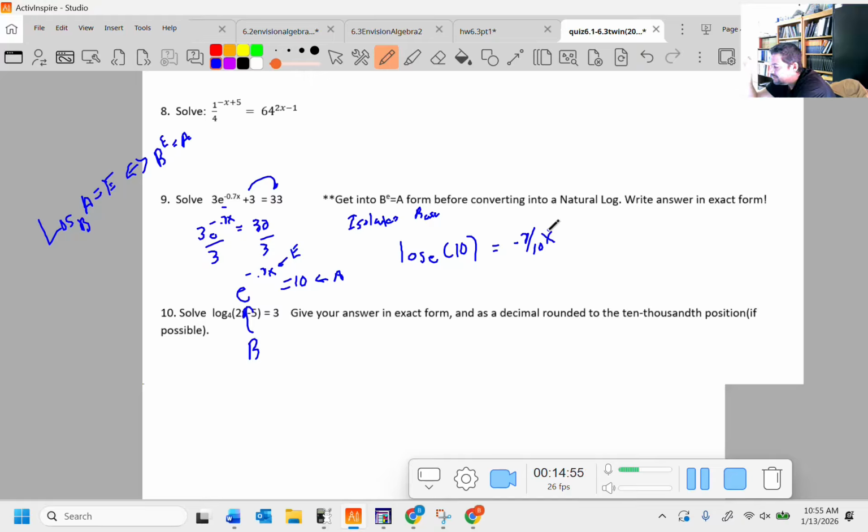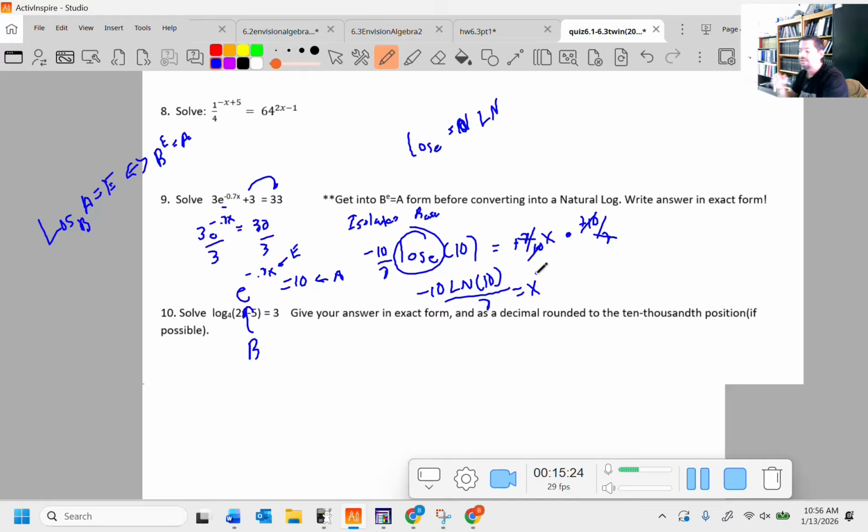Now, clear the fraction. There are lots and lots of ways of doing this. I'm actually just going to multiply both sides by -10/7. That's going to cause the 7s to cancel, the negatives to cancel, the 10s to cancel. So -10, and this is a log base e. Remember, log base e is the ln. -10 natural log of 10, over 7 is my answer. It says write it in exact form. Now, I will probably give half credit for a calculator answer.